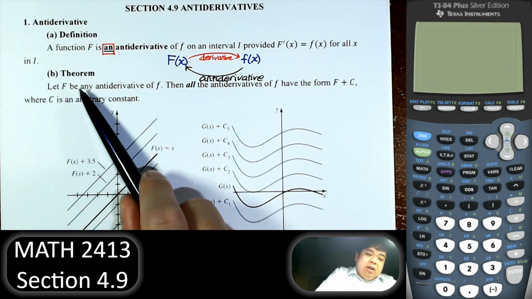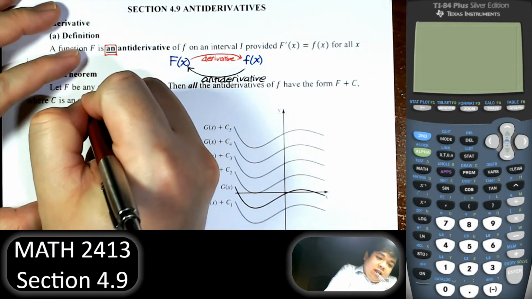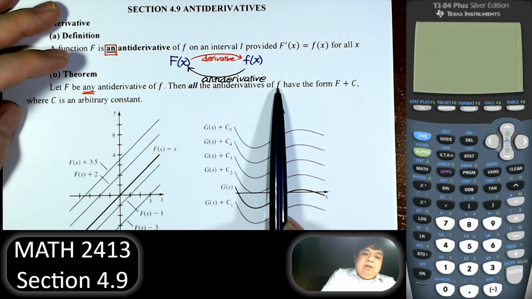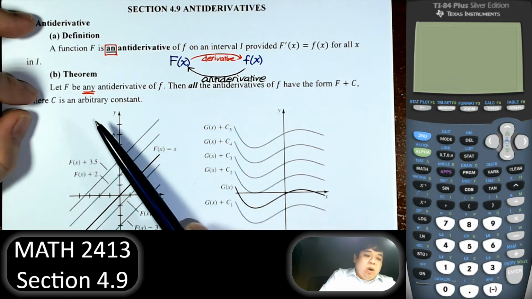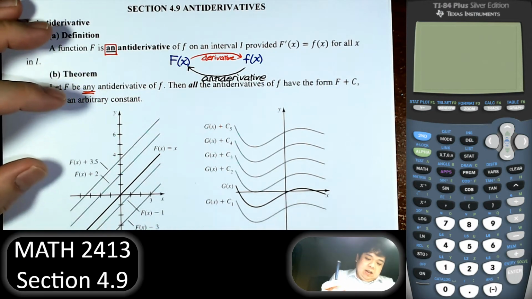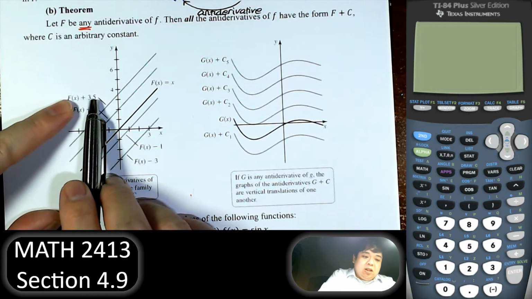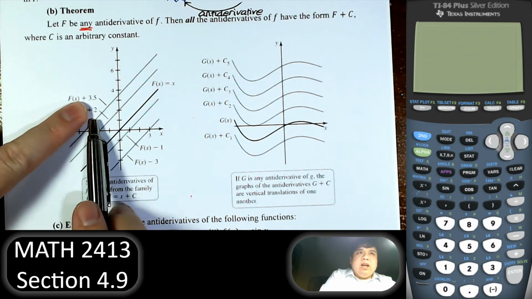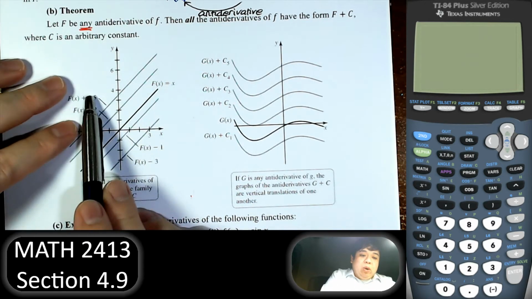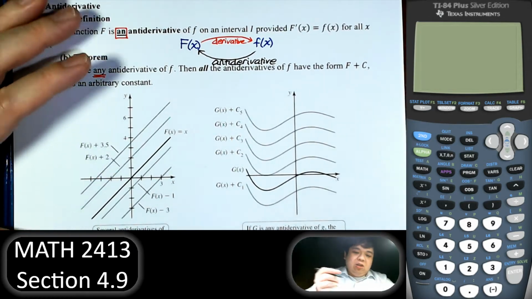Let F be an antiderivative of the function f. The key here, once again, is "any". Then all the antiderivatives of the function f have the form F plus c, where c is an arbitrary constant. So we might have a function plus a constant, and the derivative of a constant is 0. So that's why we can add the constant to it, and the derivative is still the same. So let's look at some examples.